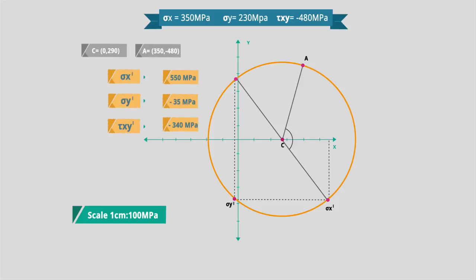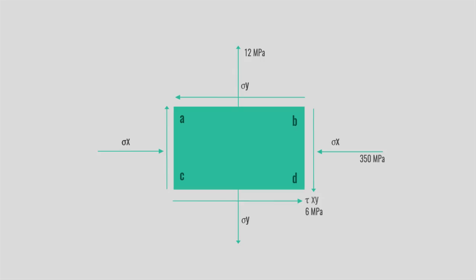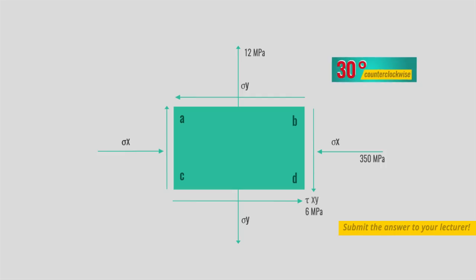So now we have got the stress transformation for clockwise by using the Mohr circle. Now, it's your turn. Determine the equivalent state of stress if an element is oriented 30 degrees counterclockwise from the position shown. Submit the answers to your lecturer.